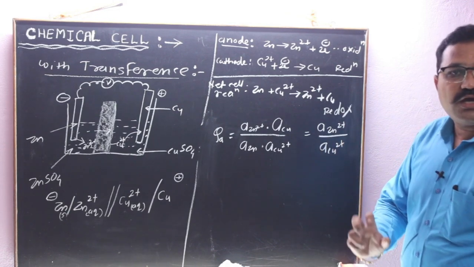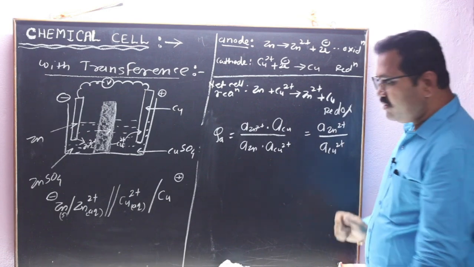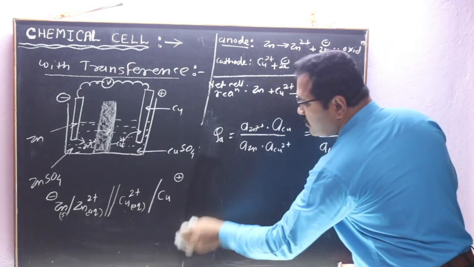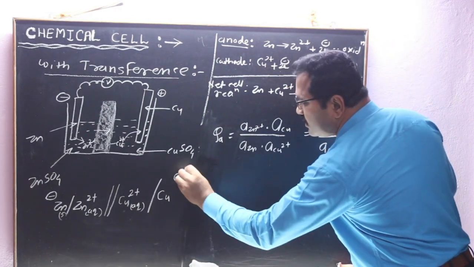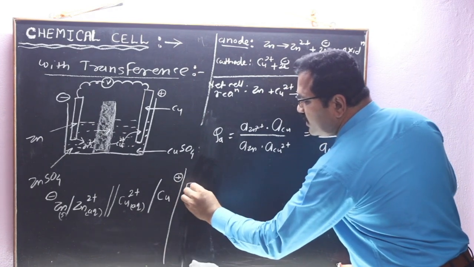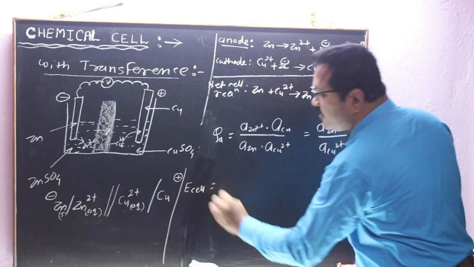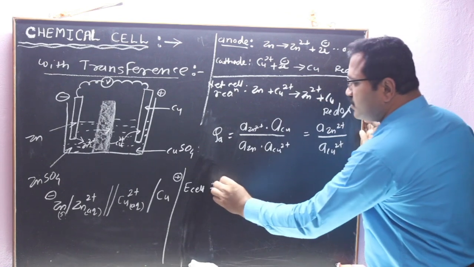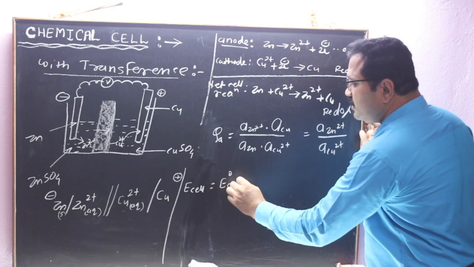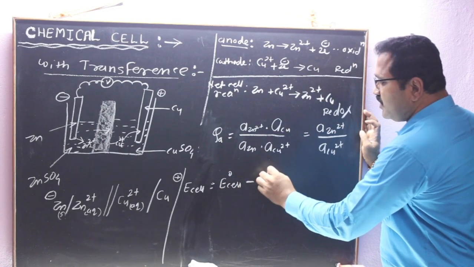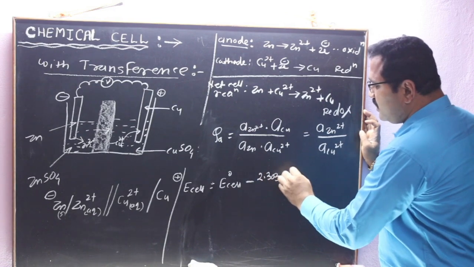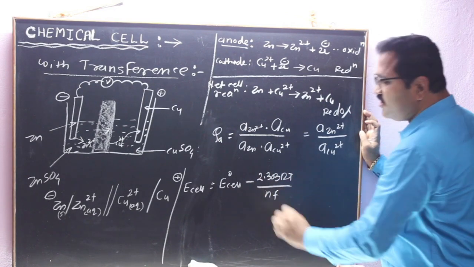Now, according to the Nernst equation, what is the Nernst equation? E cell, here we are considering the complete cell. E cell is equal to E naught cell minus 2.303 RT upon nF. This is the general Nernst equation.